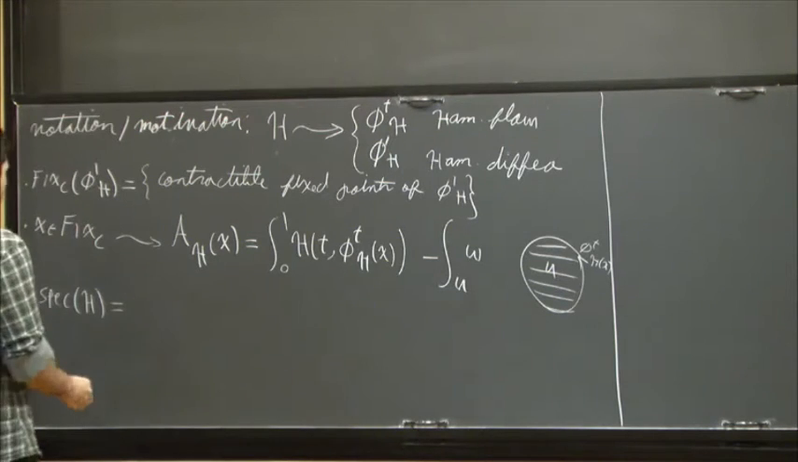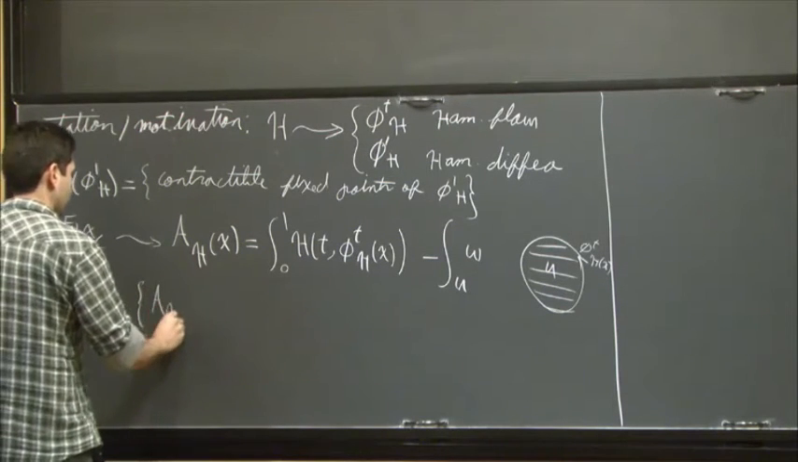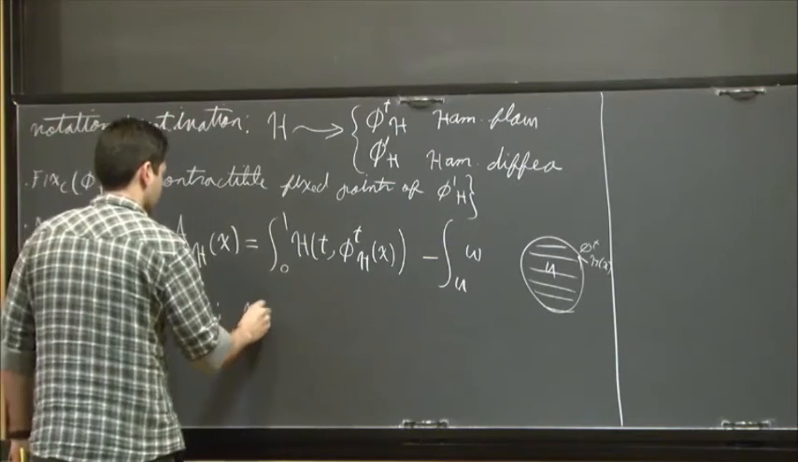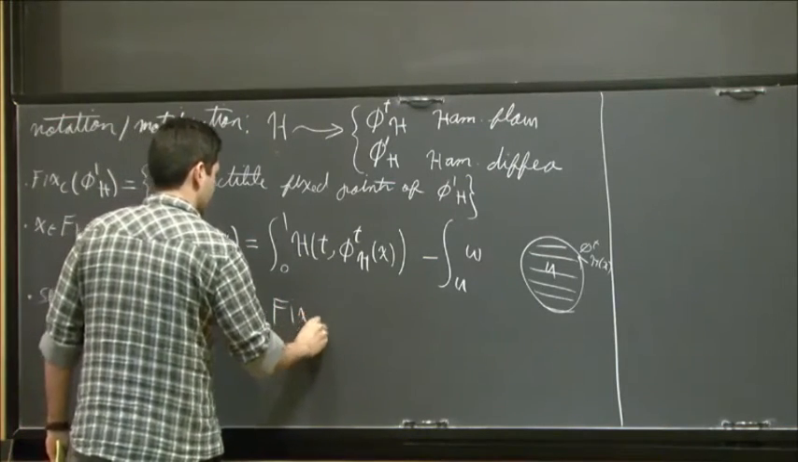So the spectrum of H is the set of critical values of the action function, also the actions of these contractible fixed points.